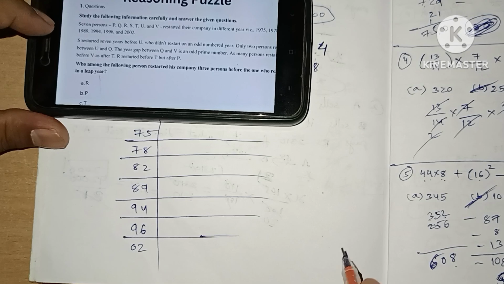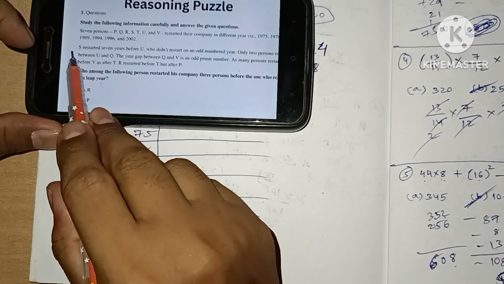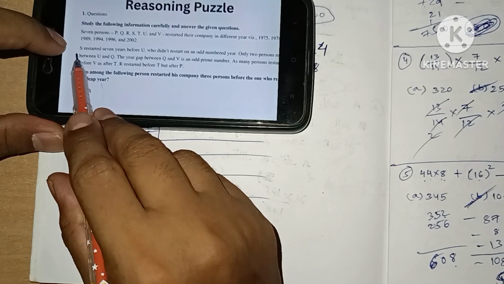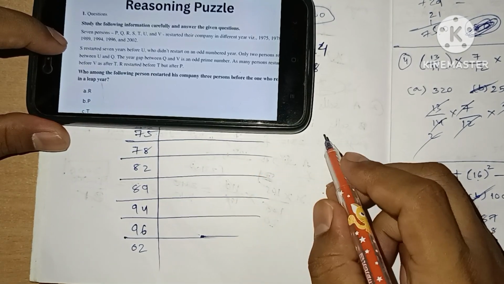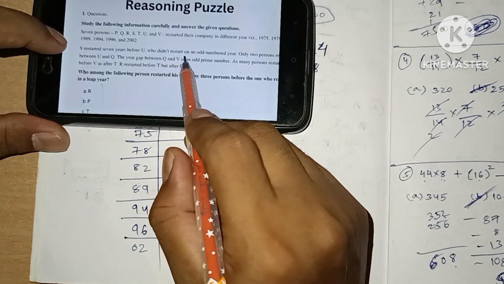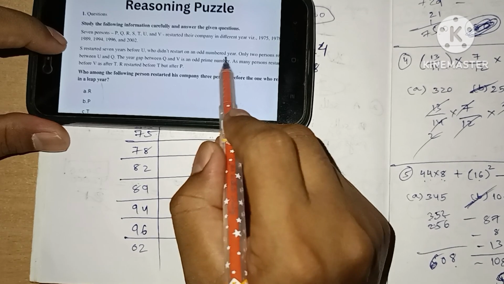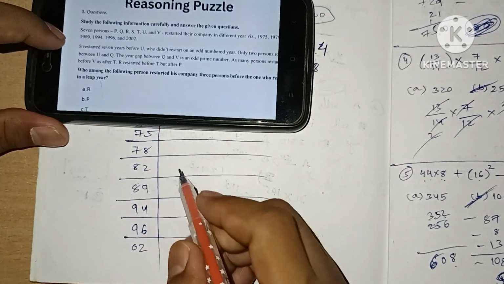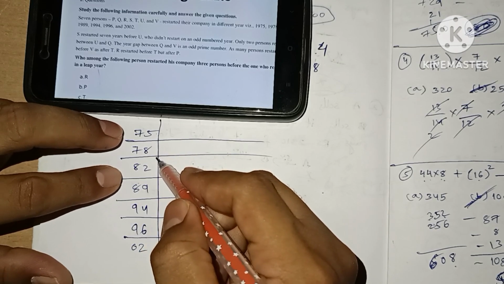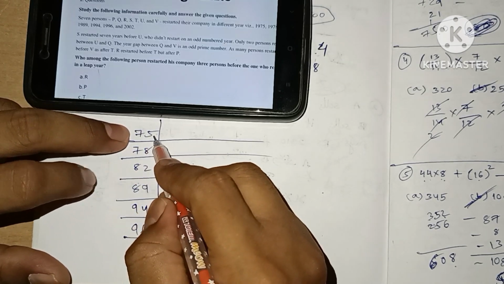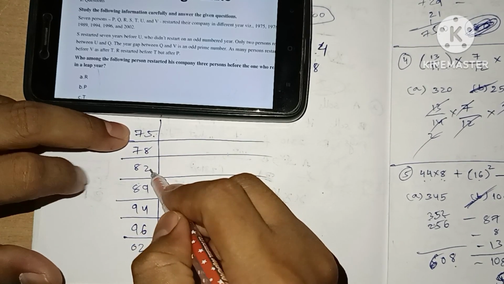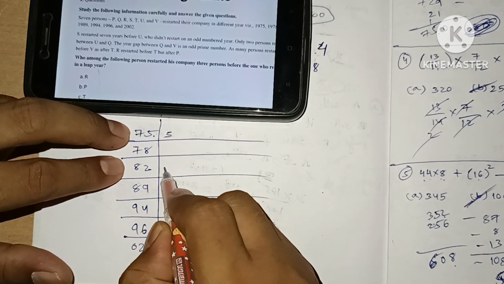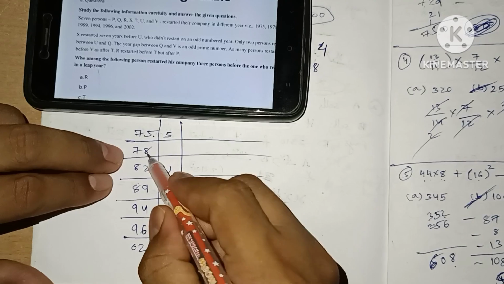Now let's note the rough statements on the side. S restarted 7 years before U. So the difference between S and U is 7 years. U did not restart on an odd number year. So S is before U, meaning the difference between these two is 7. Here 75 plus 7 will be 82. So the place for S must be here and the U place must be here.